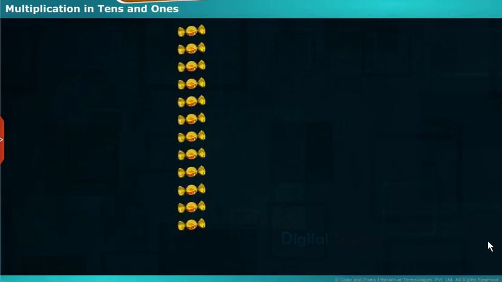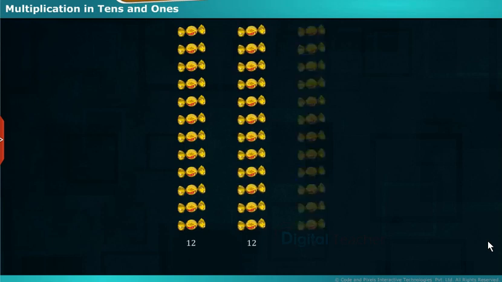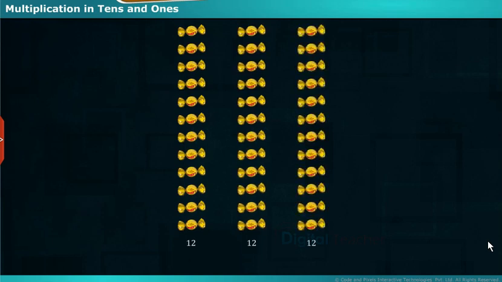Here we have 12 chocolates in each packet. How many chocolates will be there in 3 such packets? So, first we add 12 chocolates 3 times. 12 plus 12 plus 12 is equal to 36. Therefore, 12 into 3 is equal to 36. It is method 1.